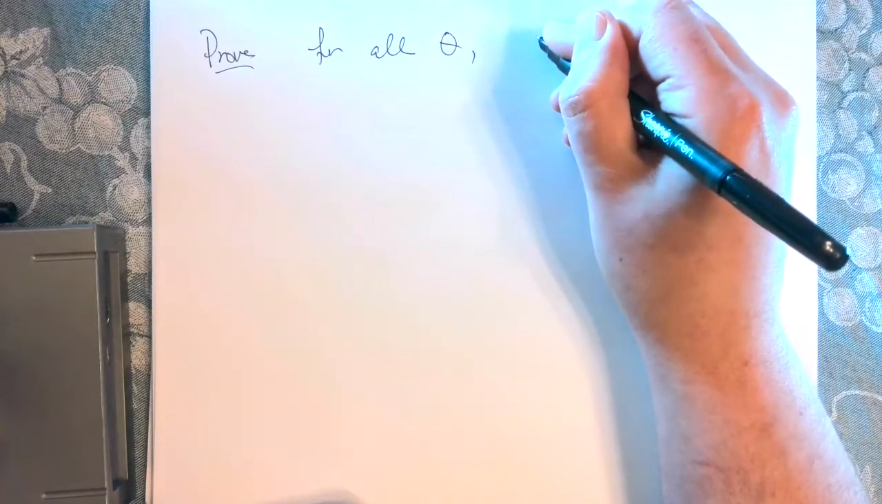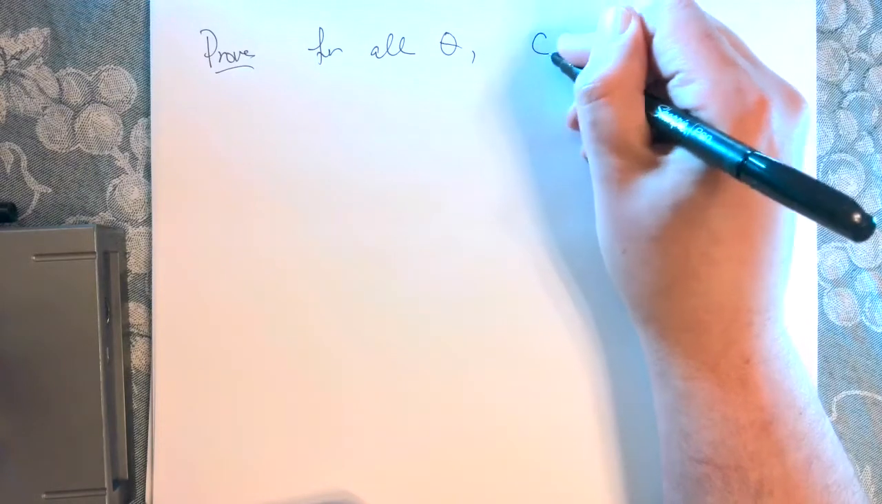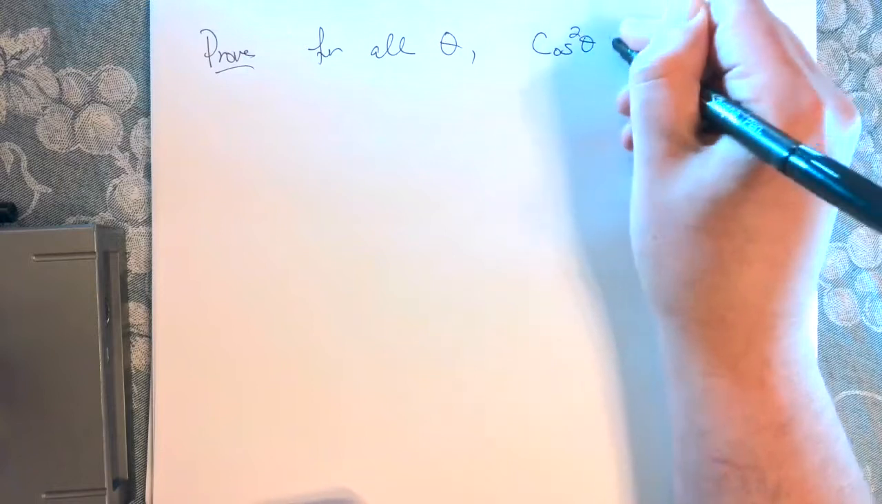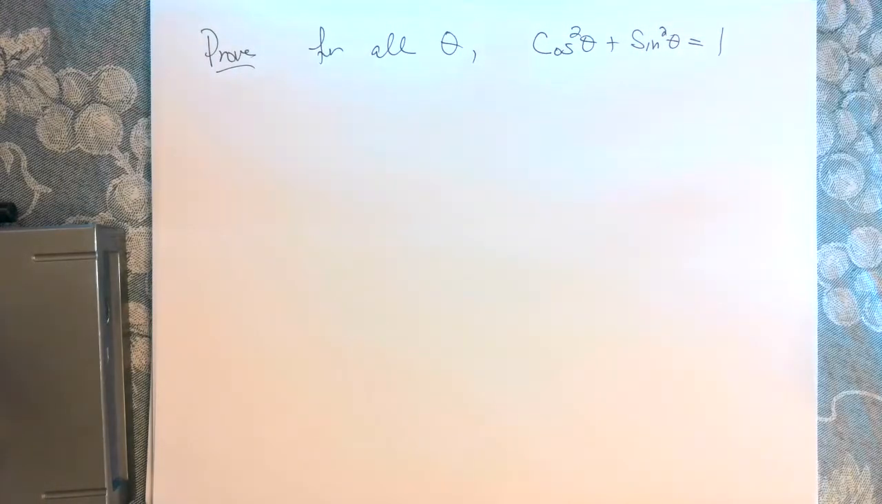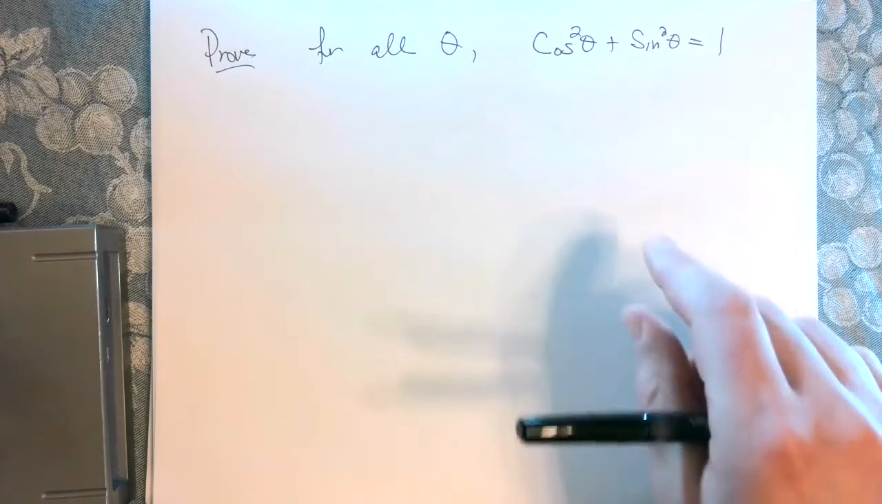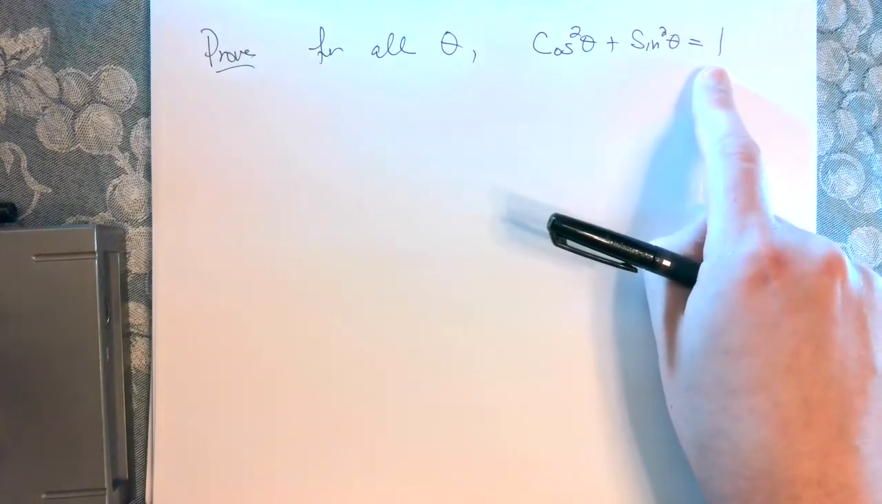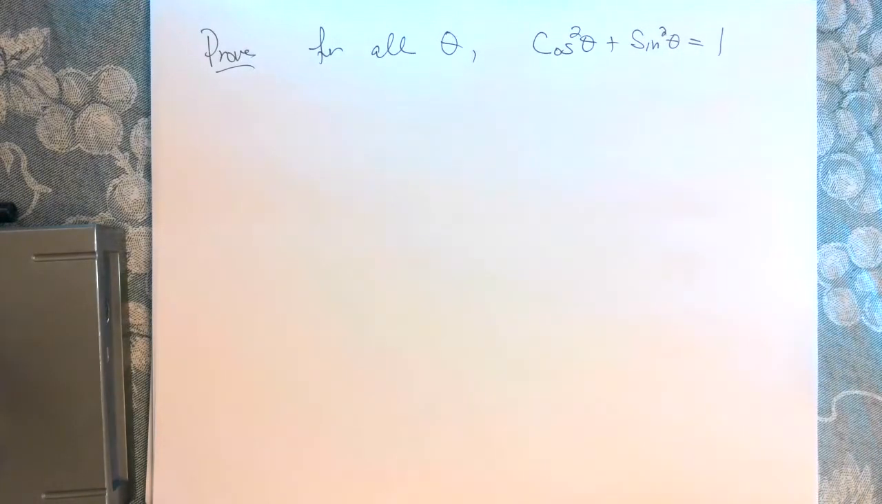So we want to prove for all theta, cosine squared of theta plus sine squared of theta equals 1. So how are we going to do this with Euler's formula? We're going to be kind of clever. So we're going to start with the 1 and show that we generate this on the left.